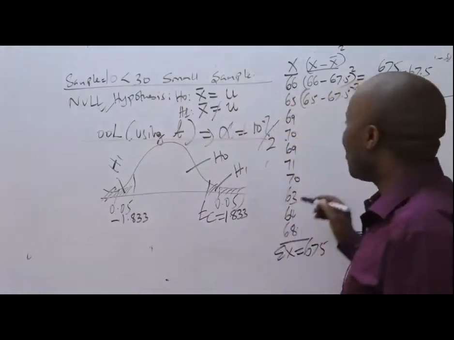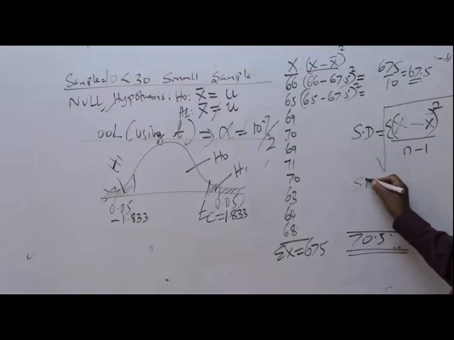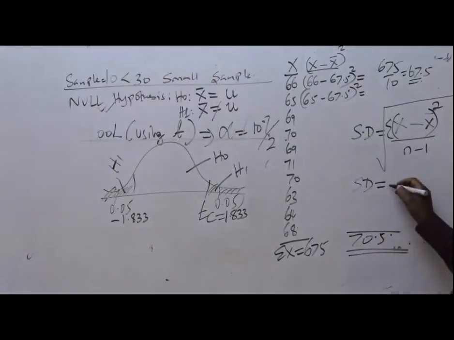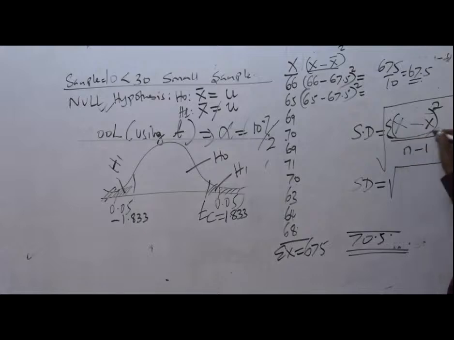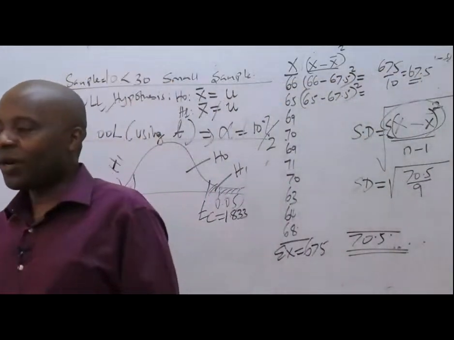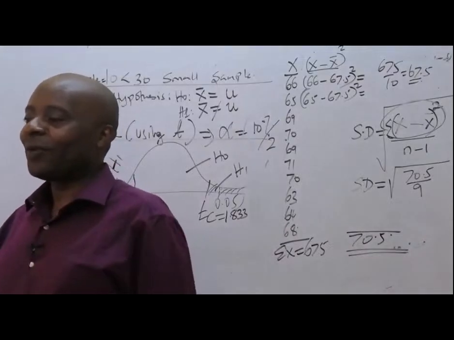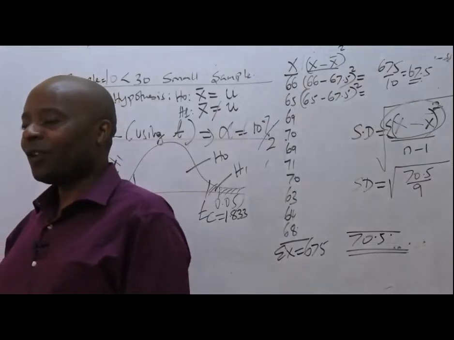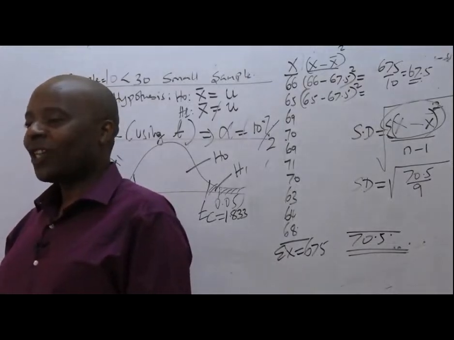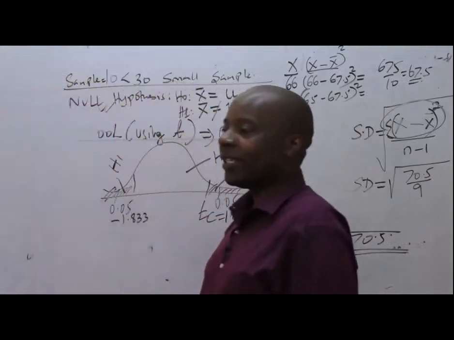So then come and feed onto this formula, and then you give me the standard deviation. So the standard deviation here will be equal to the square root of this 70.5 you've told me, all over 9. Why 9? Because of 10 minus 1. So 70.5 divided by 9, whatever you get, give us the square root.